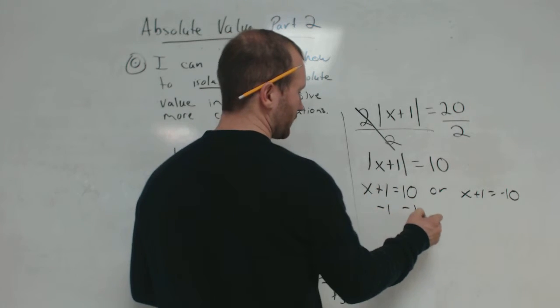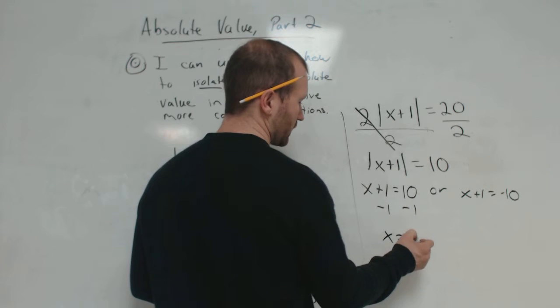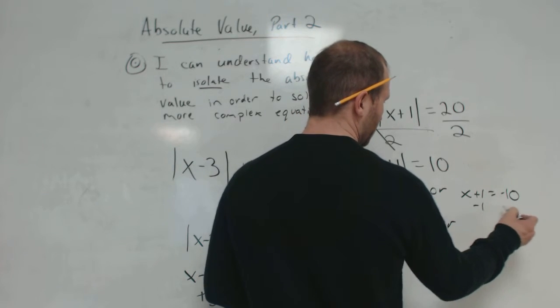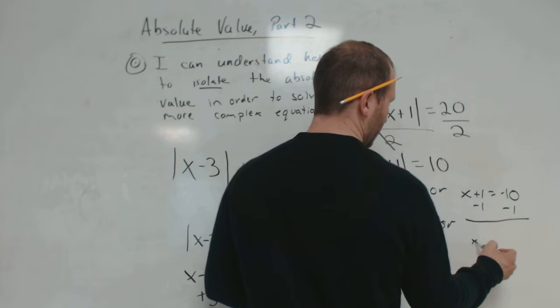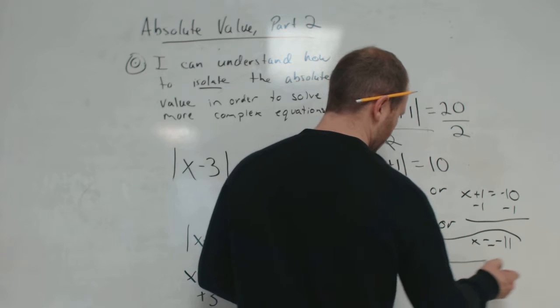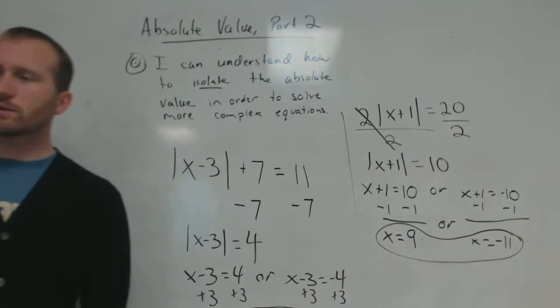But now I subtract 1 from both sides. X equals 10 minus 1, which is 9. Or subtract 1 from both sides. X equals negative 10 minus 1, which is negative 11. Those are my answers.